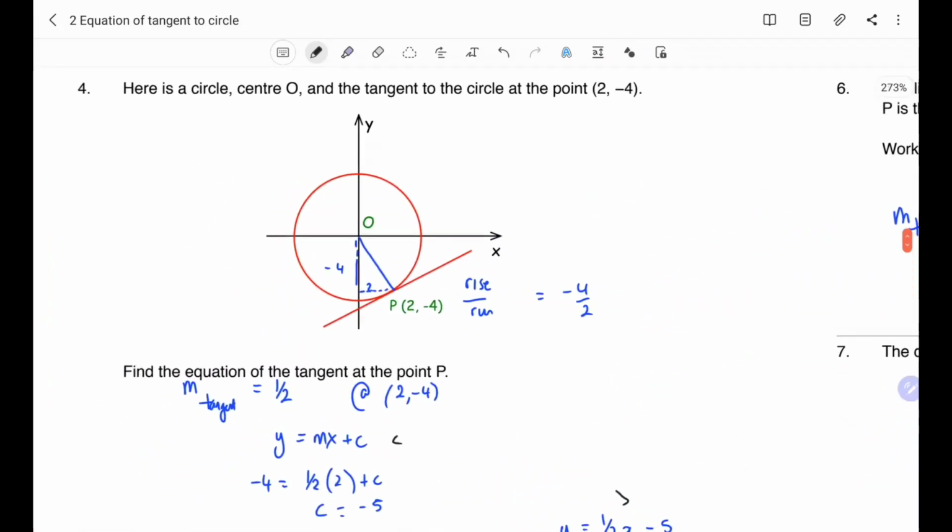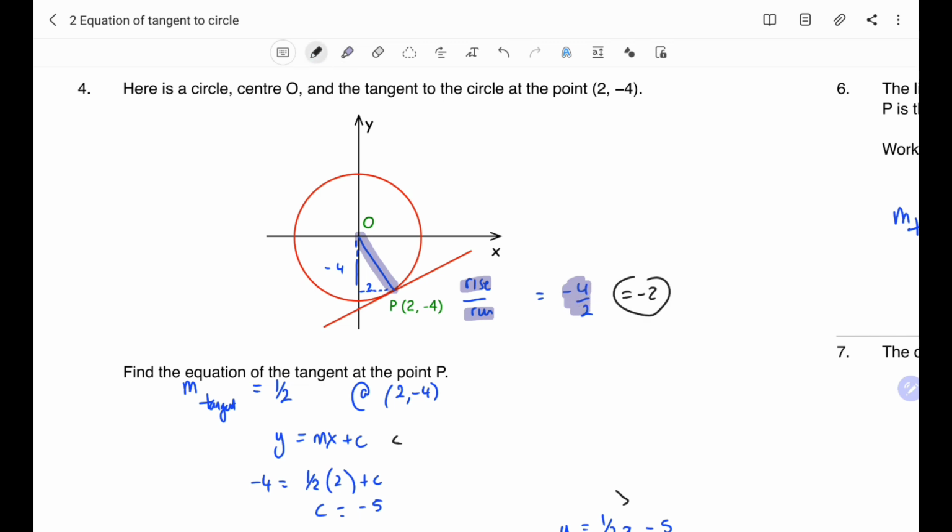Question 4. We're just straight away asked for the equation of the tangent, so we have to break it down into steps ourselves. So we have to draw a radius and then get the gradient of that radius. So the radius here is the line OP, and the gradient rise over run is minus 4 over 2. It's a downward slope, minus 4 over 2, which is minus 2.